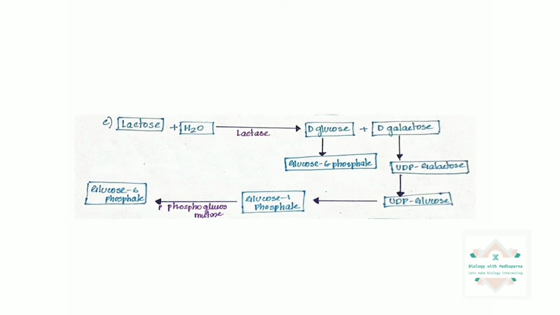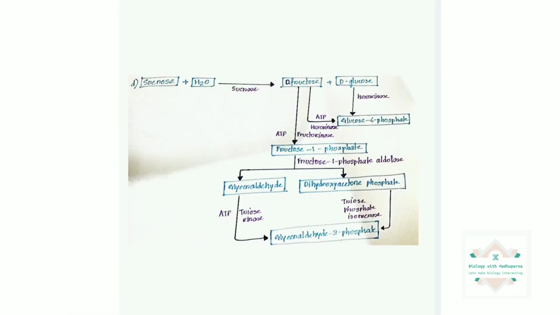So let's see. D-galactose will first be converted into UDP galactose, and from there it will be converted into UDP glucose, and from there it will be converted into glucose 1-phosphate. And as we have seen in our first reaction, where endogenous glycogen was converted into glucose 1-phosphate, which was further converted into glucose 6-phosphate with the help of the enzyme phosphoglucomutase, here also that phosphoglucomutase enzyme will act, and it will convert this glucose 1-phosphate into glucose 6-phosphate. Our next disaccharide is sucrose.